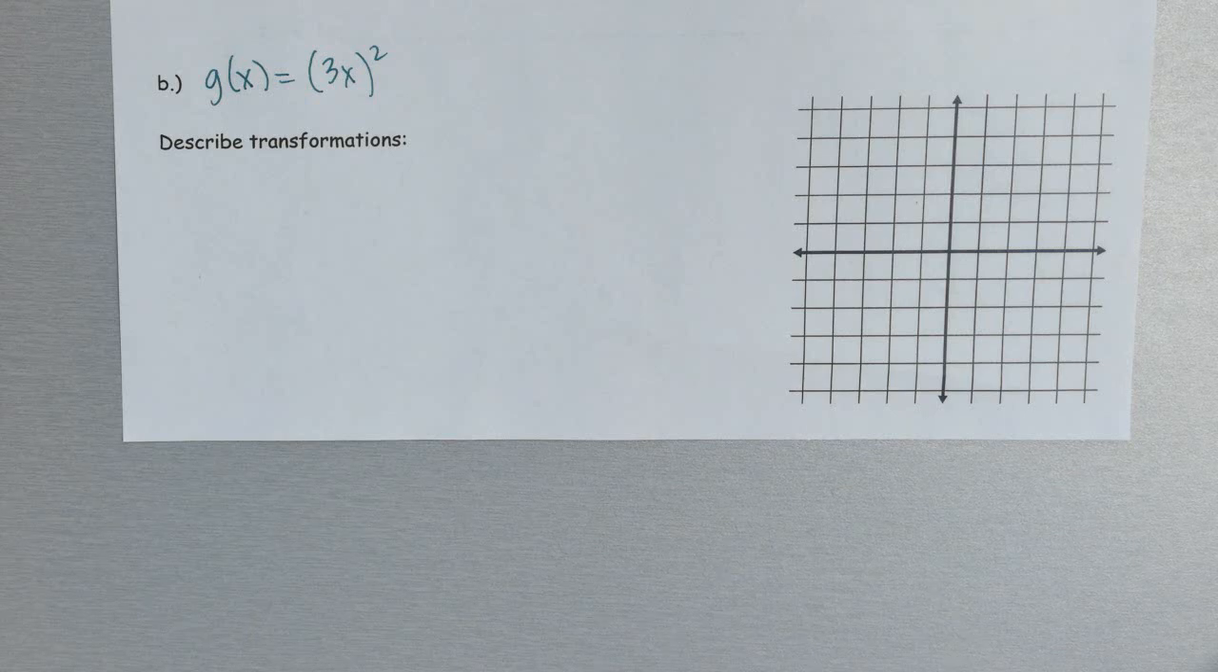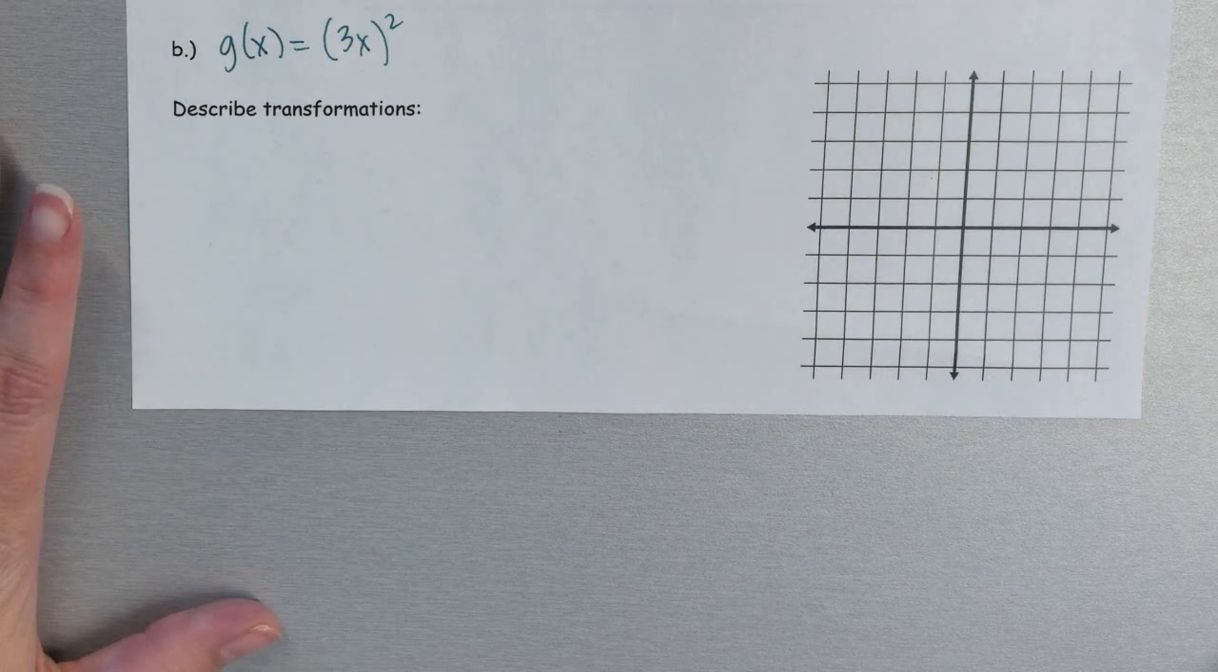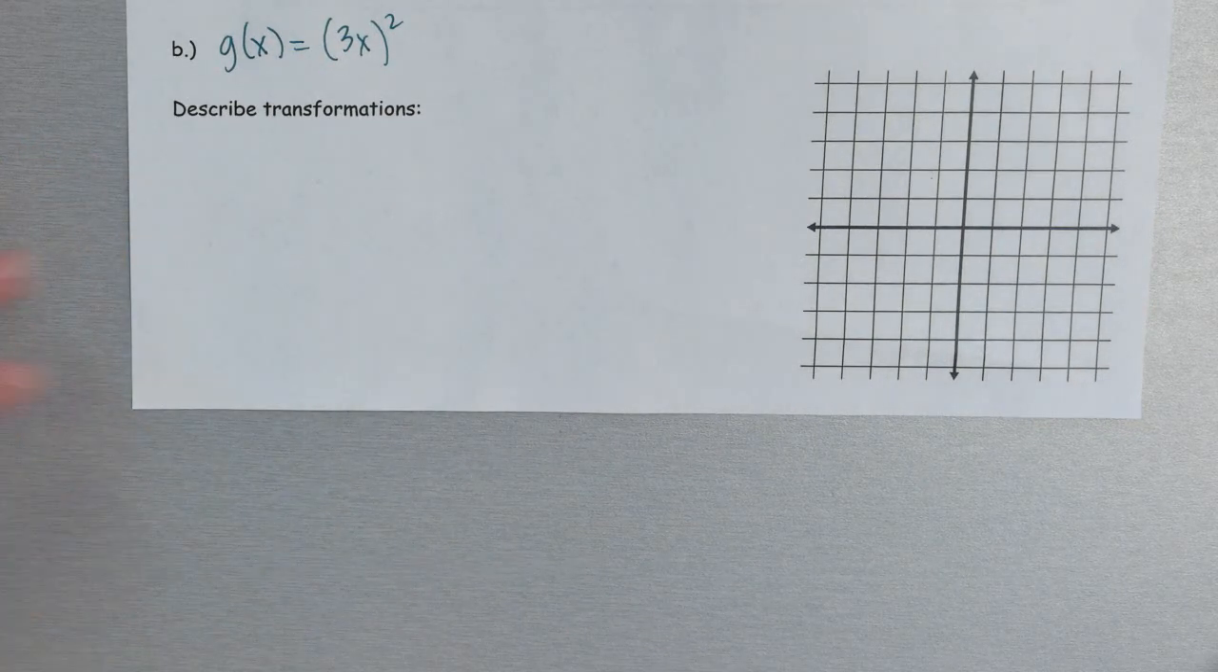So for part B, this is the same directions as part A. We're going to have to graph. We're going to have to describe the transformations. Okay, so we're using the parent function, y equals x squared, as a guide. So the first thing we're going to do is find the vertex.